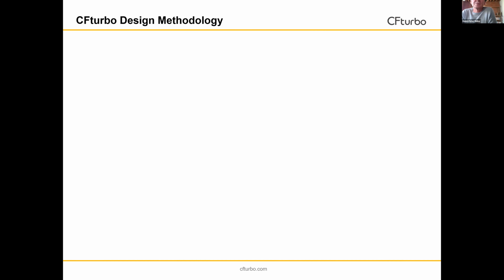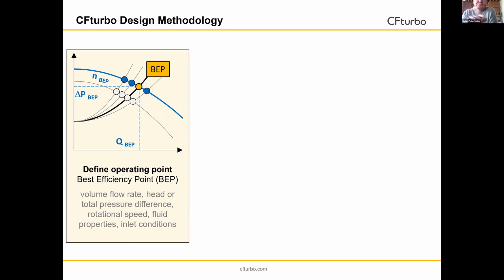So I want to talk about the basic CFturbo design methodology. It starts with a duty point or operating point, or in most cases, it's the best efficiency point of the pump or compressor, given by mass flow rate or volume flow rate, pressure difference or pressure ratio, rotational speed, fluid properties, and the inlet conditions. And with these usually 5 to 7 numbers, we can start our design process.